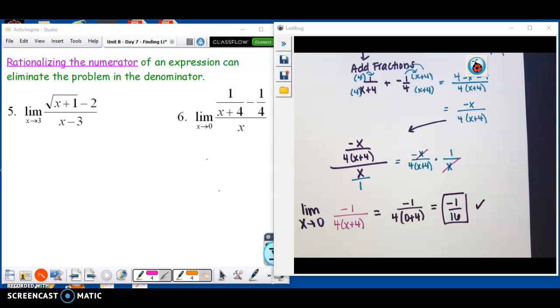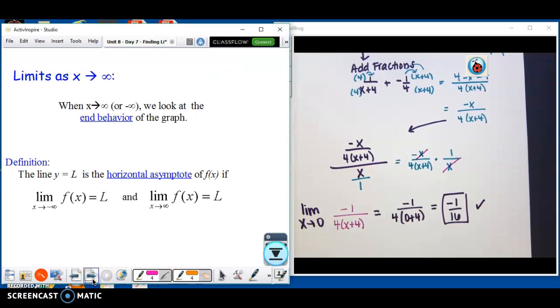Okay. When you have a limit as x approaches a number, make sure you try direct substitution first. Always try it, because that might be all you have to do. Then you're going to try to factor. If it's something you can't factor, you might have to rationalize like we did on number 5, or you might have to add fractions together. Those should be the only techniques that you really have to work with, especially in pre-calc.